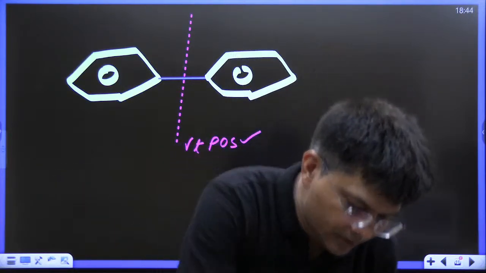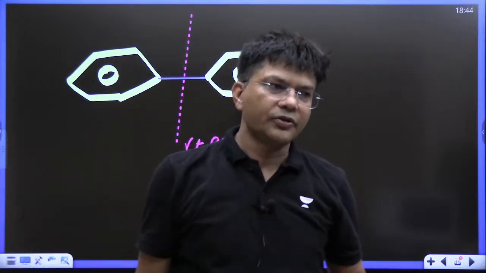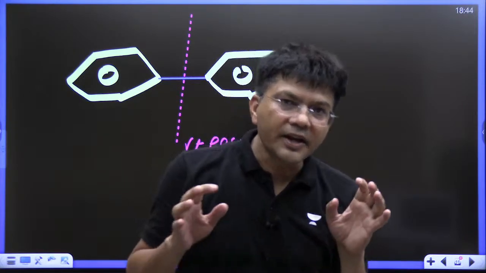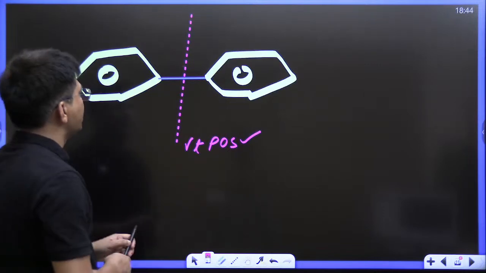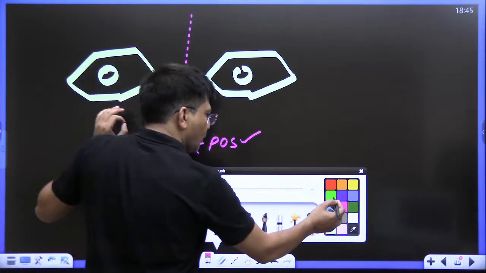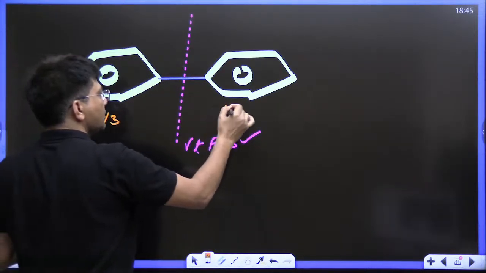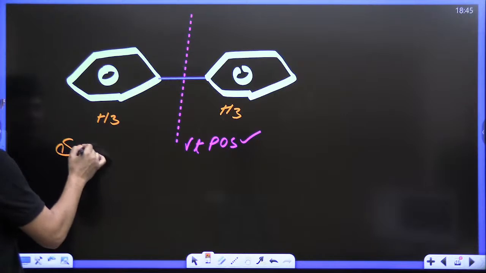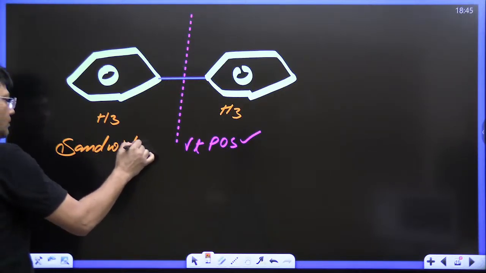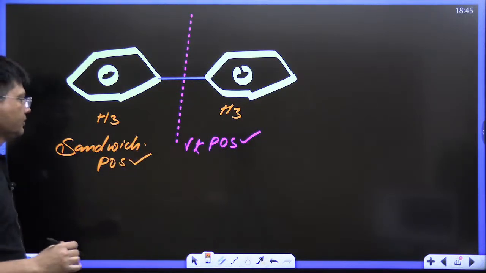I've tried my level best to visualize it. I don't know whether you are able to understand it or not. If you are able to visualize it, it's okay. Otherwise, if you're not able to visualize it, just try to find out: this is horizontal, this is horizontal. They have two types of plane of symmetry, this vertical plane of symmetry as well as the sandwich plane of symmetry. Sandwich plane of symmetry is present.